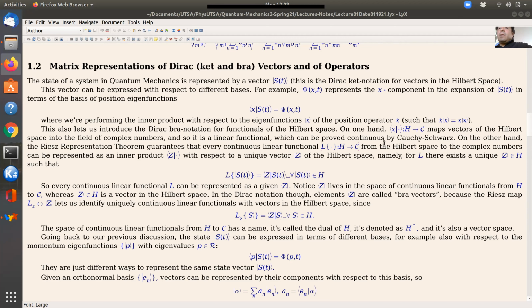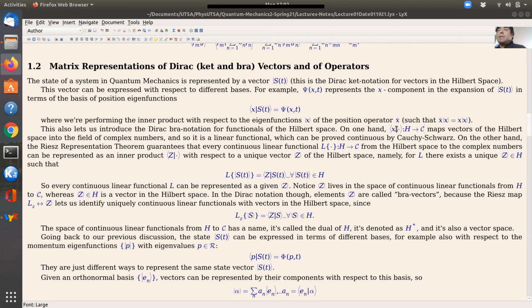And well, this is not important, but this linear function can be proved continuous by Cauchy-Schwarz, not in the scope of the course at this point. And on the other hand, there is another theorem which is very important. This is more mathematical. You may or may not have seen this before, but this is the justification for what we will do in a second. There is a theorem called the Riesz Representation Theorem that guarantees that every continuous linear functional going from the Hilbert space to the complex numbers can be represented as an inner product. So here, there's a difference.